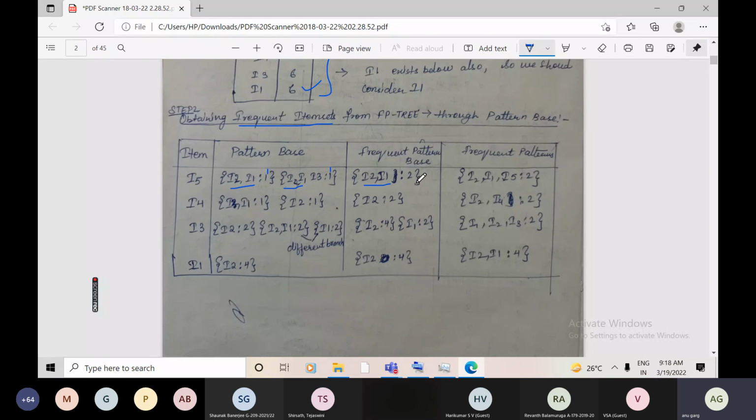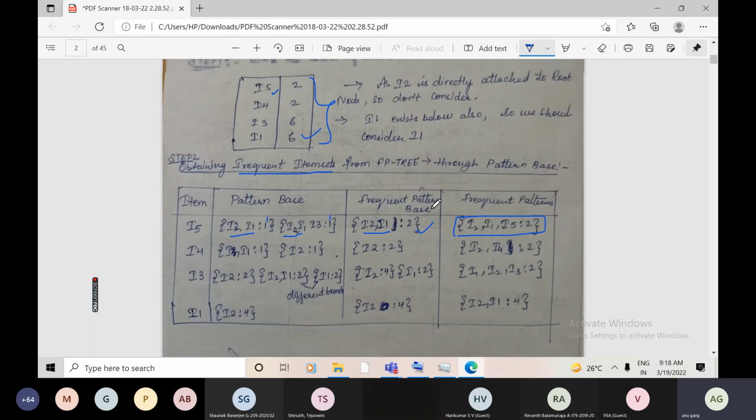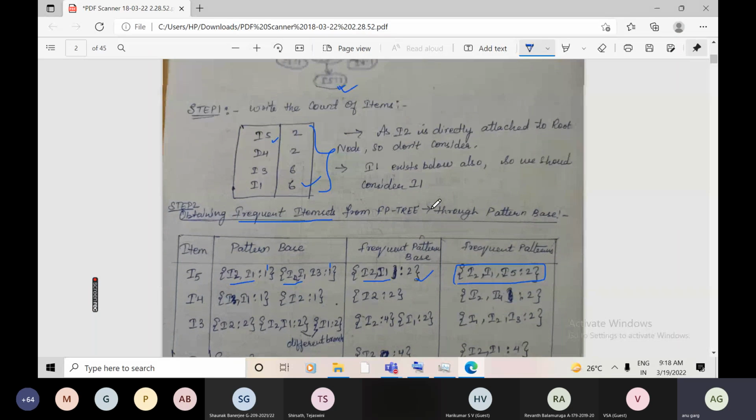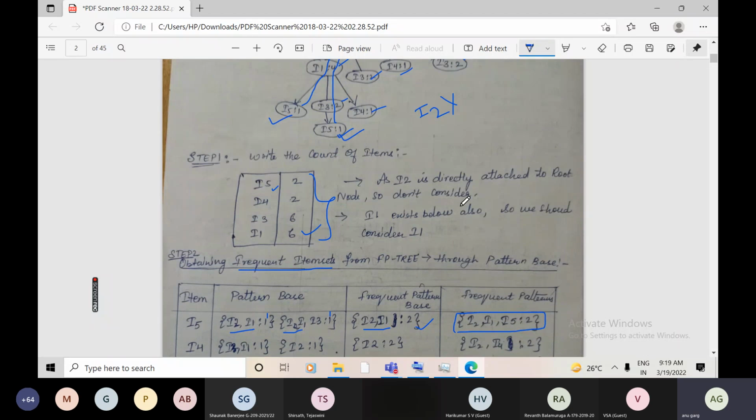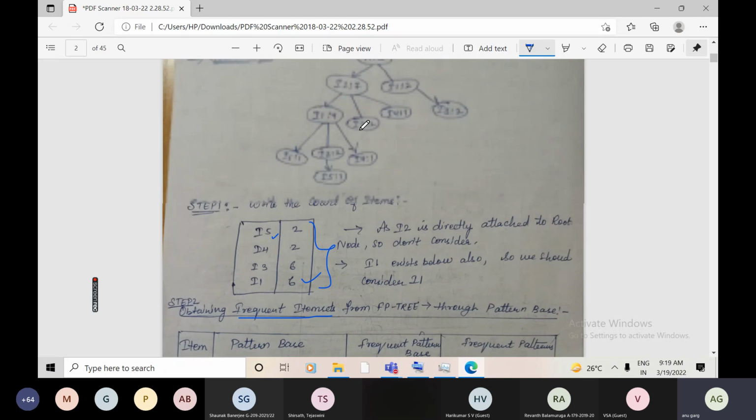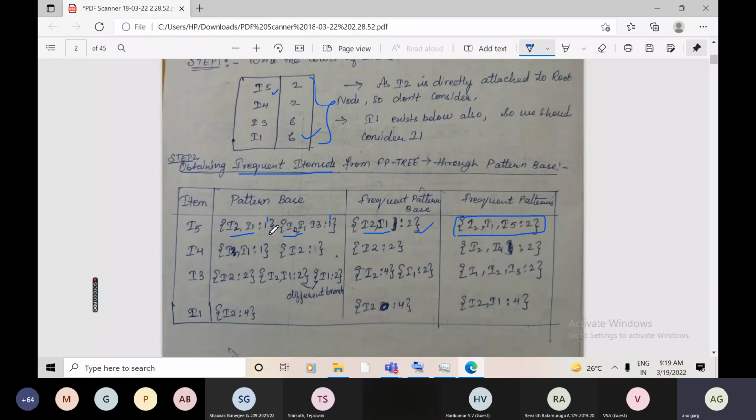So 1 plus 1, 2. Finally, to get your frequent patterns, you will join your I5 here with I2, I1. So this is one of the frequent patterns that you have obtained. If you compare with Apriori, you would have to do all candidate generation with different support counts and all, right? But here, from the FP tree, we have obtained it in just 2 steps.